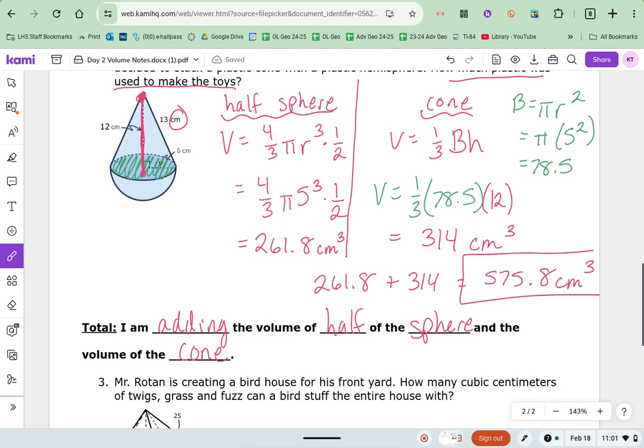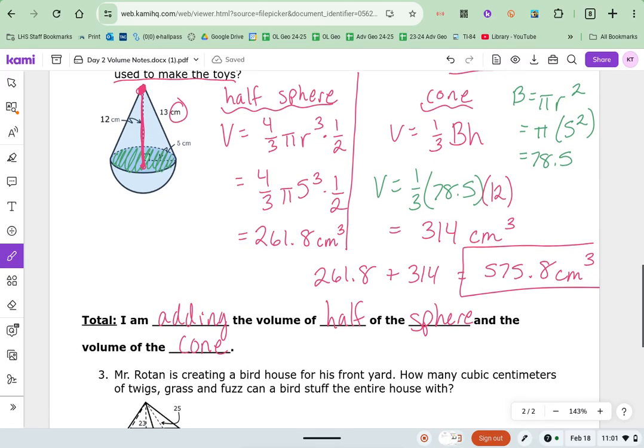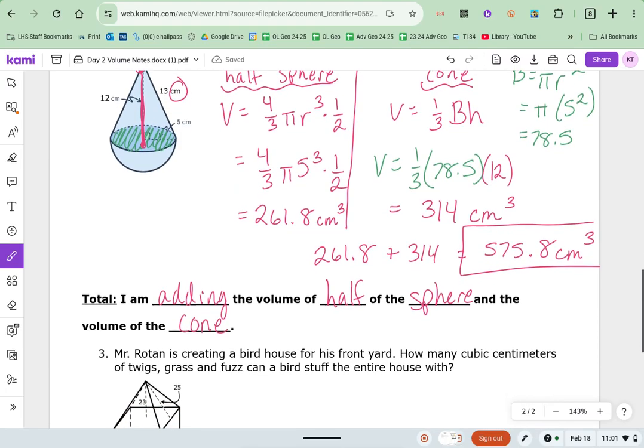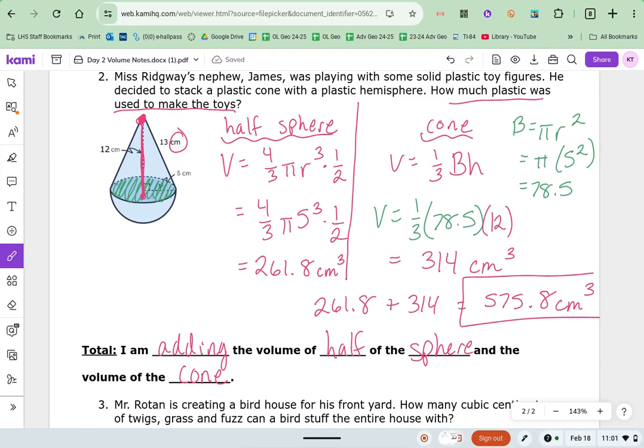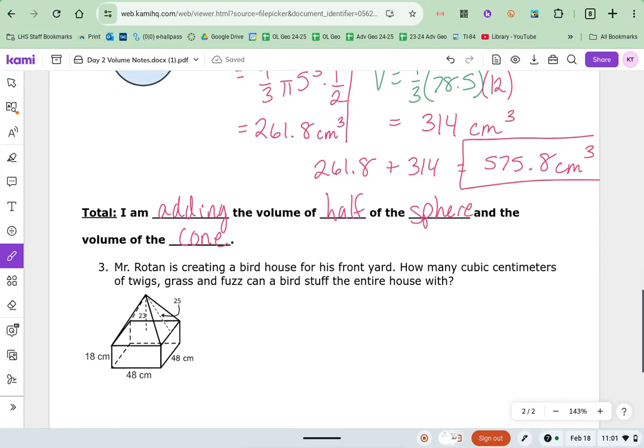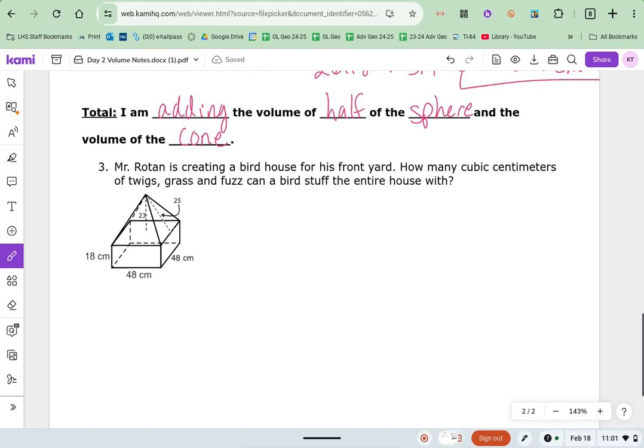Okay. You guys want to try the next one on your own? You feel ready for that? Yeah? Okay. Go ahead and try the next one on your own. We'll check it together in a little bit. You can work with your table also.